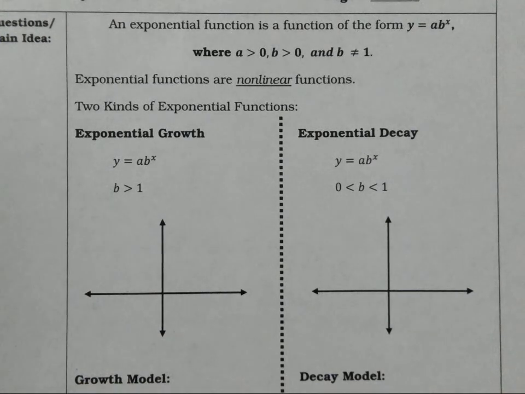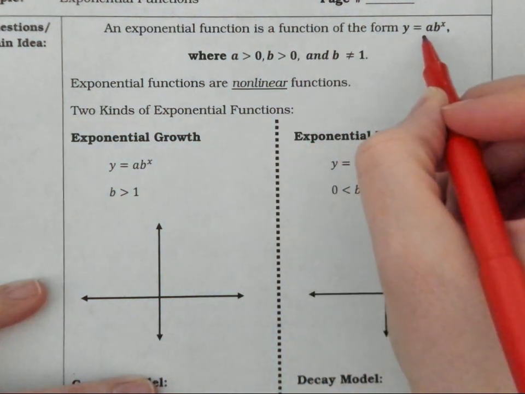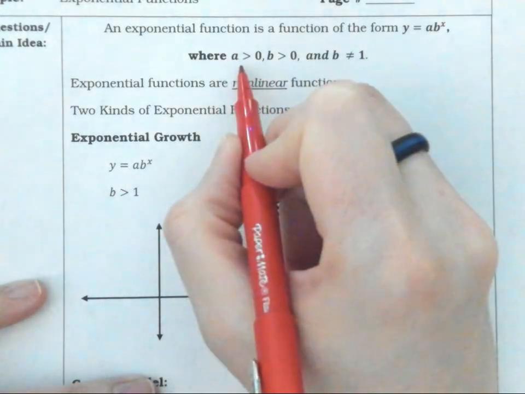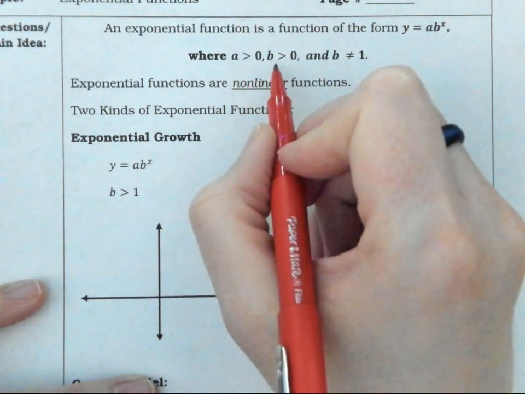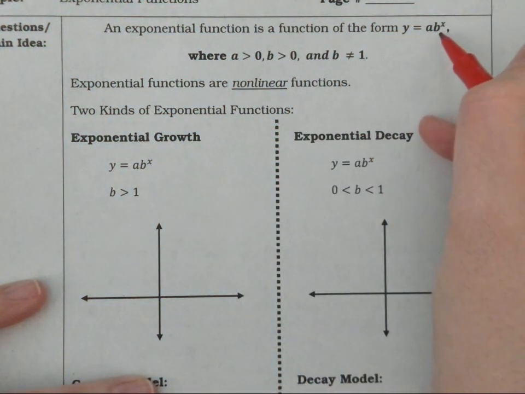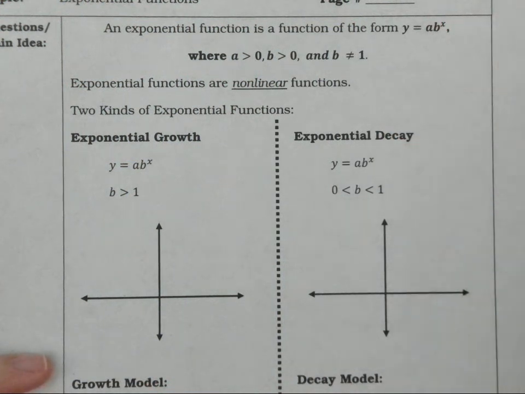All right, we're talking about exponential functions. It says an exponential function is a function of the form y equals a times b to the power of x. A couple things here: you have to know that a and b have to be bigger than 0. They cannot equal 0 or we wouldn't have an exponential function. And your b value cannot equal 1, and we'll talk about why that is in a little bit.